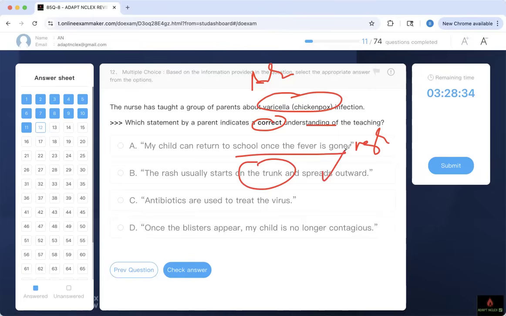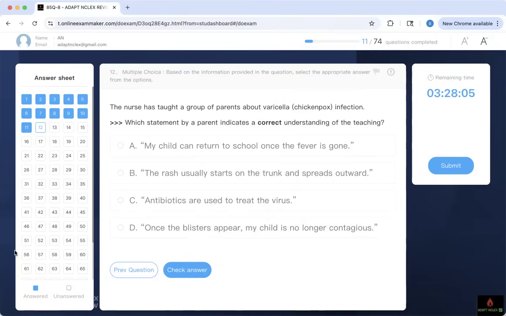Correct answer. Antibiotics are used to treat the virus? Ankle strap. Write it down. Ankle strap. You see infection, you forget that this is varicella. This is what? A virus. Can you use an antibiotic for a viral problem? Negative. Once the blisters appear, my child is no longer contagious. Now, another 7 days of contagiousness. I know there's no word for contagiousness, but the baby is going to be in isolation for another 7 days. Therefore, the rash usually starts on the trunk and spreads outward.